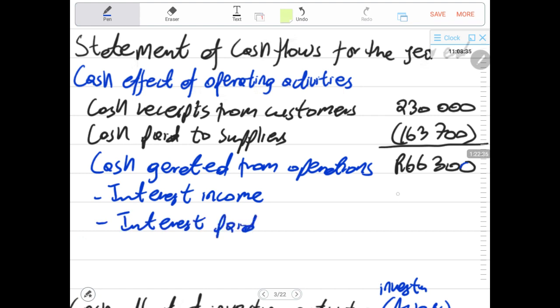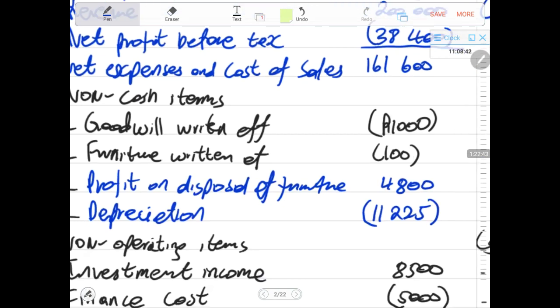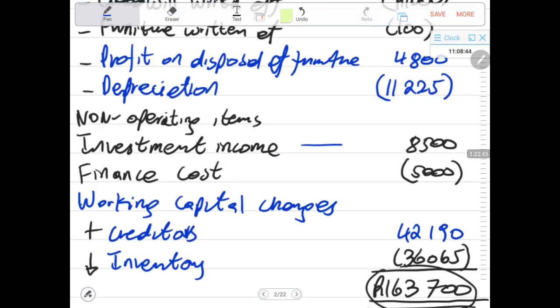Our interest income, I think it was 8,500, if my memory still serves me. We did have the interest income of 8,000. Yes, interest income. I want to highlight the fact that the amount that is recorded in the income statement is not the amount that is always received. Remember, this is the amount that was supposed to be received.